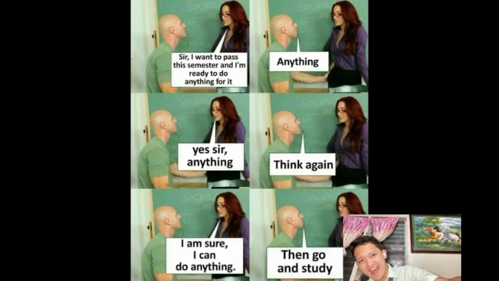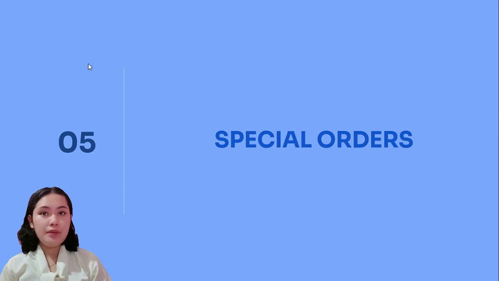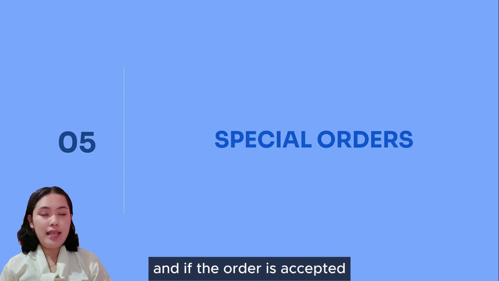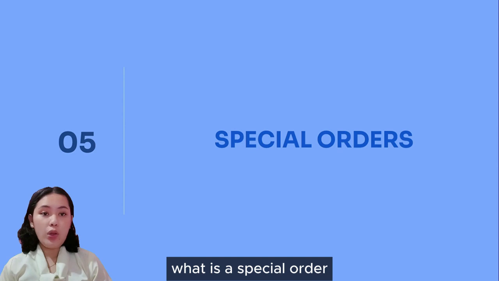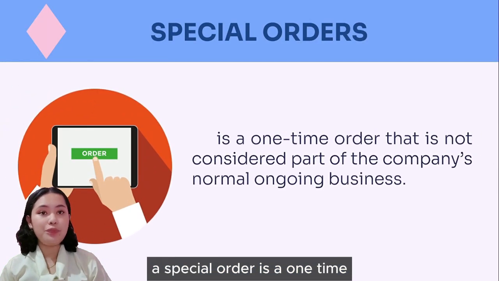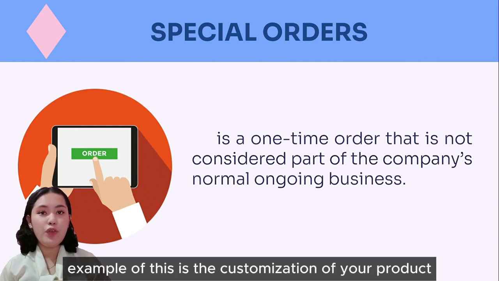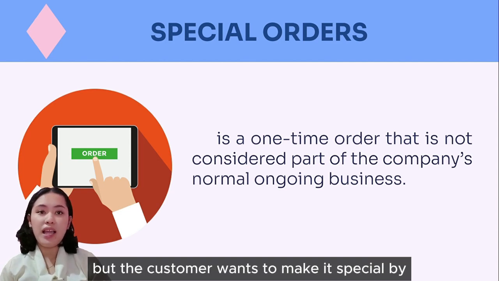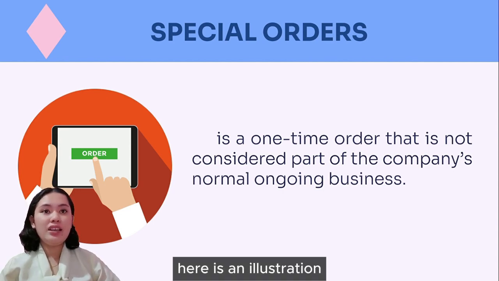Thank you. I am Ana Rosa Isabella Cosnagora, and I am going to report on special orders. Managers must often evaluate whether a special order should be accepted, and if the order is accepted, the price that should be charged. What is a special order? A special order is a one-time order that is not considered part of the company's normal ongoing business. An example of this is the customization of your product. Like you only sell an ordinary pen, but the customer wants to make it special by engraving their names on the ball pen. To be more comprehensive, here is an illustration.